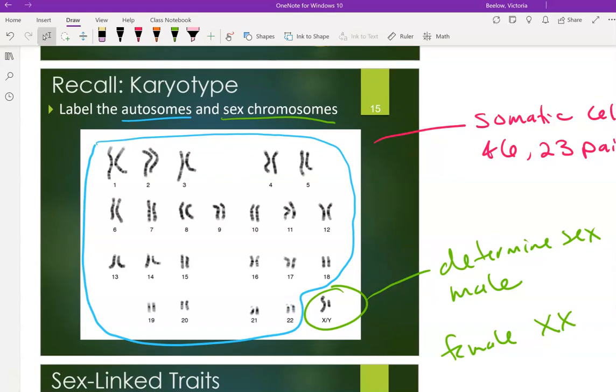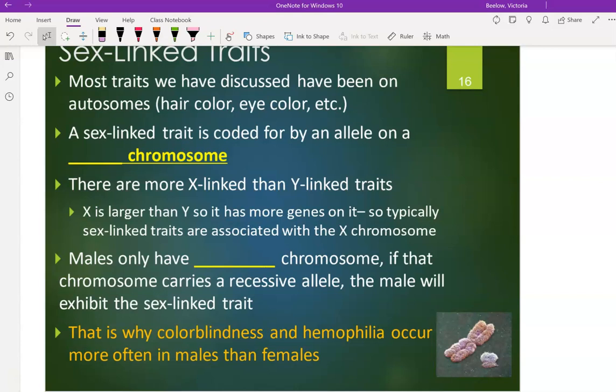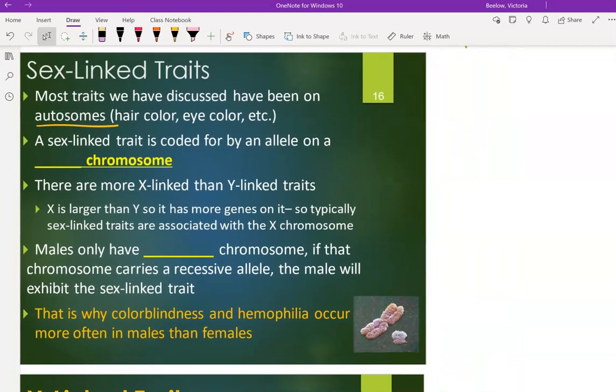Okay, so we're going to be talking about typical male and female biologically. So females are XX, males are XY. And there are traits on there that do obviously determine sex, but also play a role in other things in the body. So most traits that we've been talking about so far have been on the autosomes. Hair color, eye color, skin color, things like that. Pretty much everything we've talked about until this point has been on the autosomes.